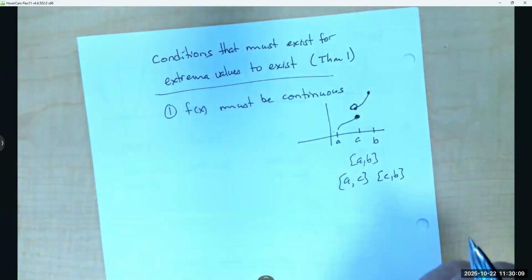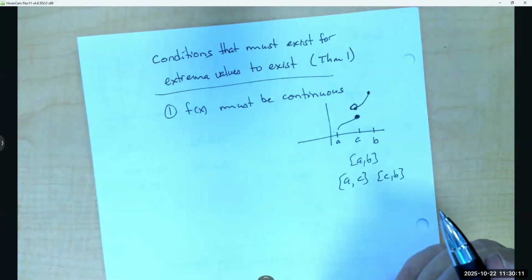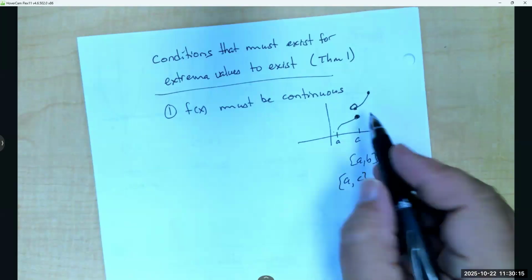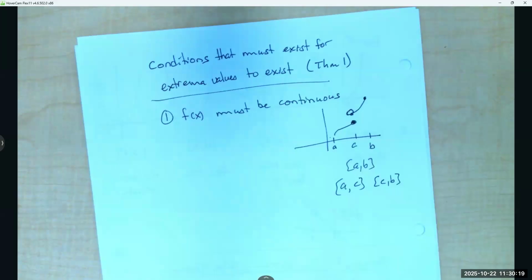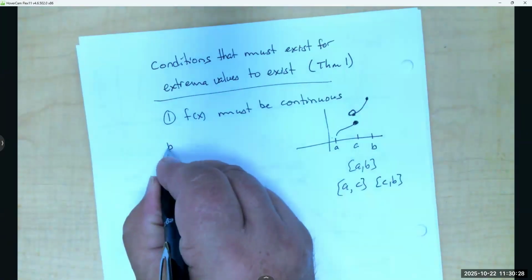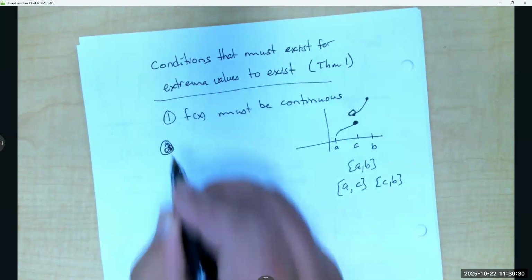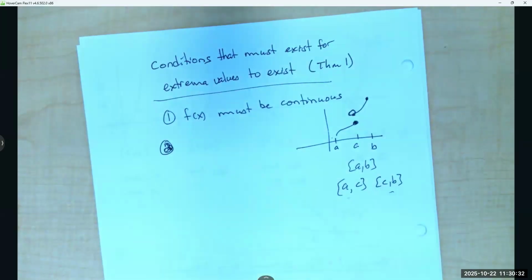C was open. Well, either way, it's not a continuous function because going from A to B, there's a jump discontinuity here. So once that happens, we can't use that domain. We have to redefine the domain and then we can move on. Then they become subdomains.